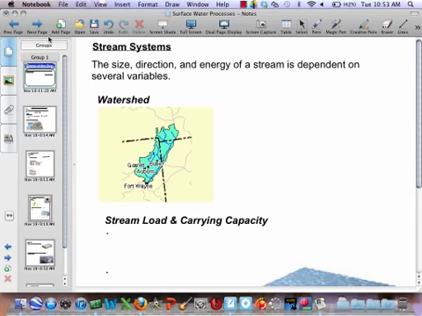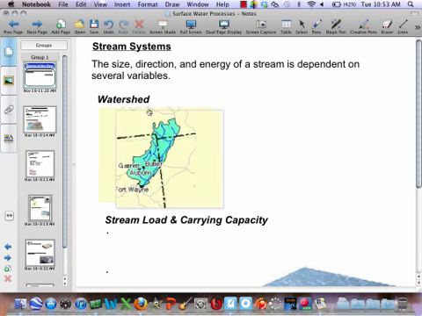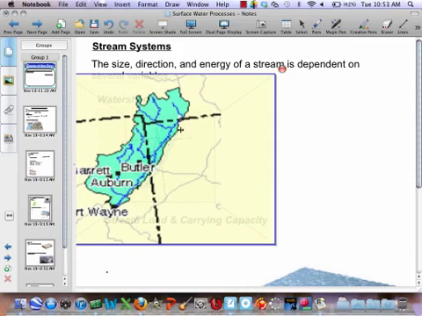And one of the last things I want to talk about are stream systems. How many guys have heard of a watershed before? And what is it? Well, guys, a watershed is nothing more than basically all the area that drains into a given river. So, for example, if you look at this image, this is the St. Joe River watershed.